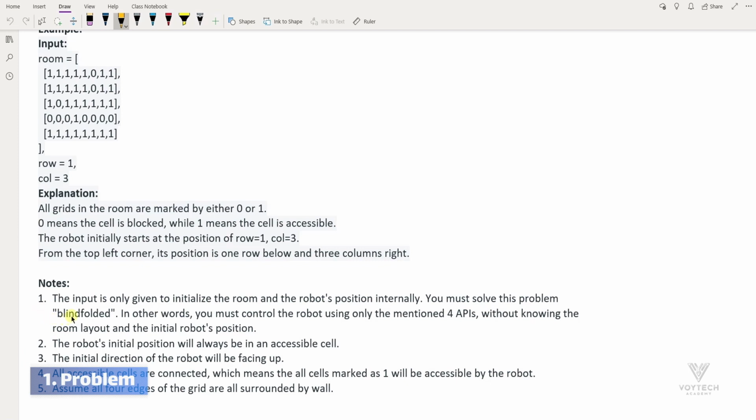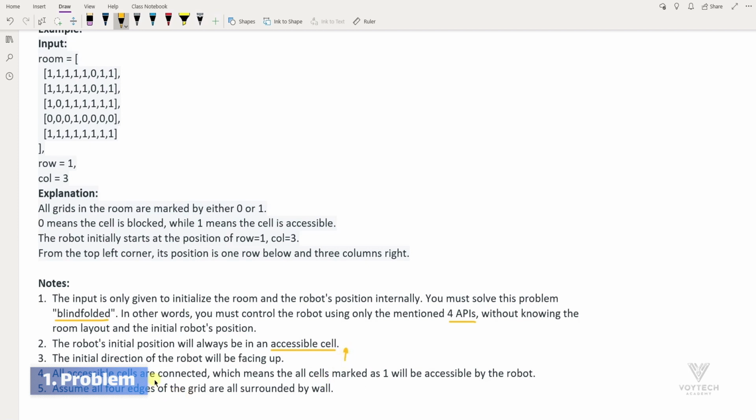The first one is that this problem is a blindfolded problem. It means that at the beginning, our robot is not aware of the whole map or all the blocked cells or empty cells. And we can only control our robot using those 4 APIs that we've seen earlier. And also the robot's initial position will always be in an accessible cell. So it is not on a blocked cell or somewhere that we cannot access. And the initial direction of the robot is facing up. So this is important too.